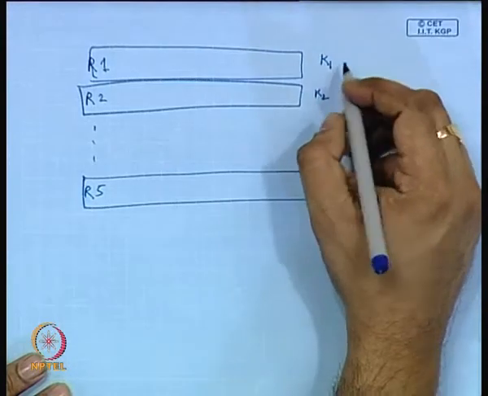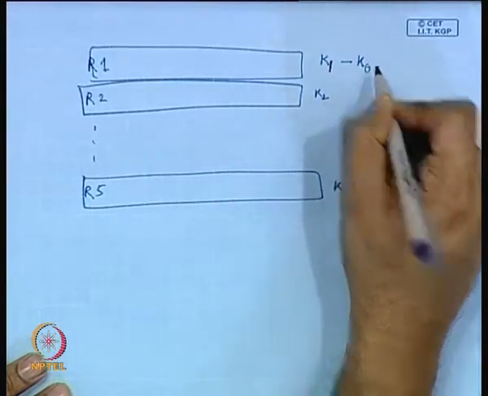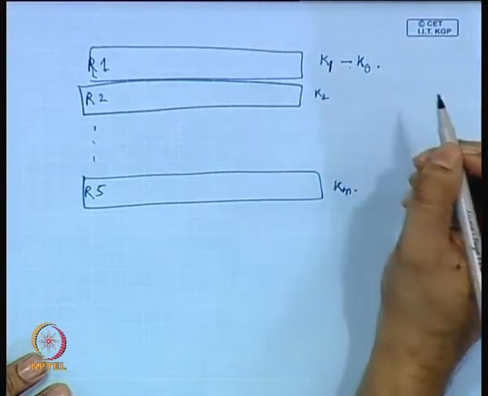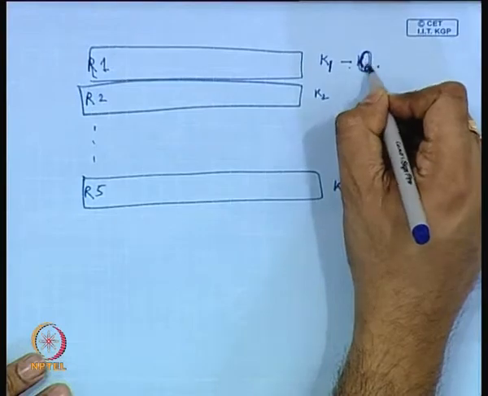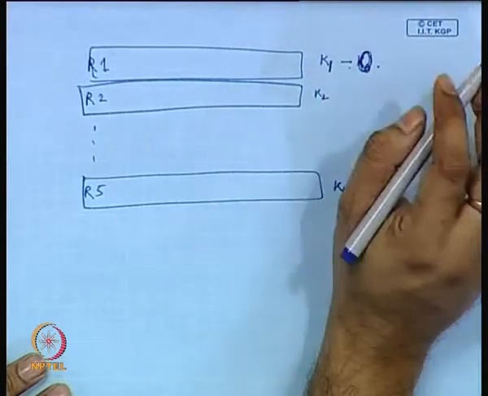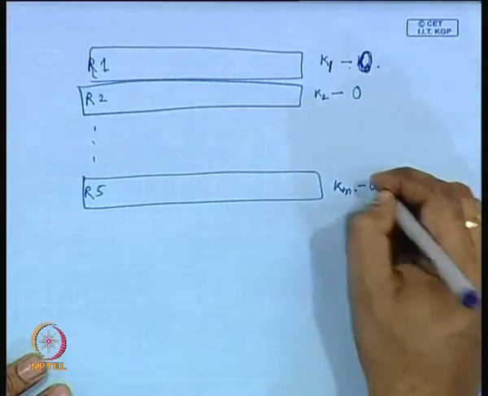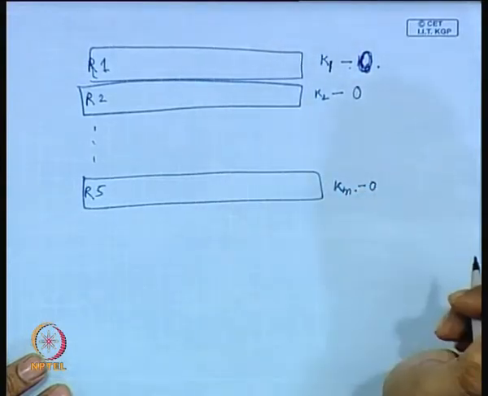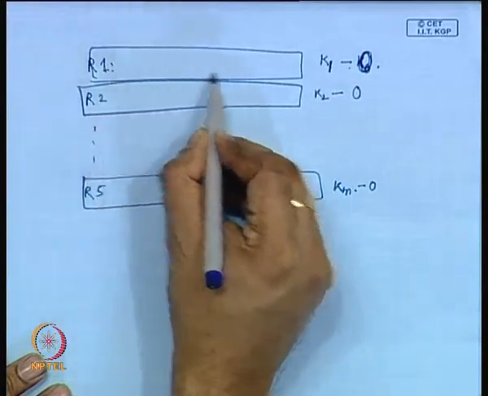So the first objective is to find out what k1 minus k0 is. What is k0 in this case? K0 is 0, because that corresponds to the normal English language text. Similarly we find k2 minus 0 and so on till km minus 0 to obtain the corresponding values of the key. So we have obtained the frequency distributions here.